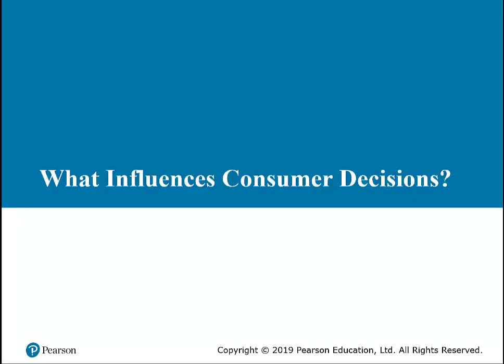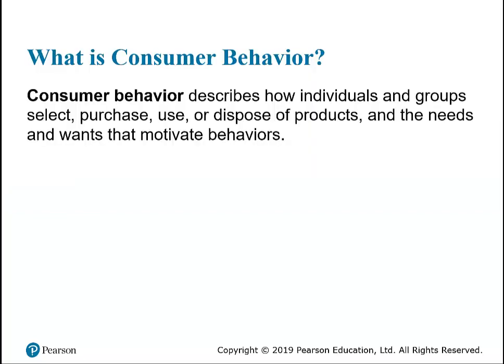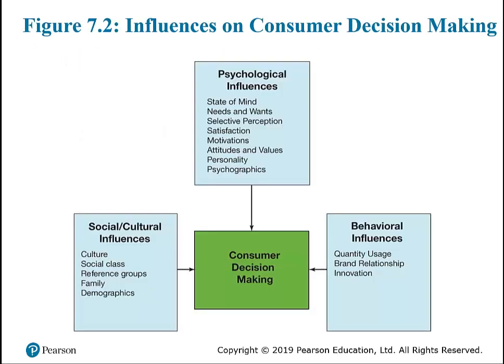What influences consumer decisions? Consumer behavior describes how individuals and groups select, purchase, use, or dispose of products, and the needs and wants that motivate behaviors. Figure 7.2 shows influences on consumer decision making. They might include or start with psychological influences. This may go to social, cultural influences. At some point, there's consumer decision making. Behavioral influences may also influence consumer decision making.